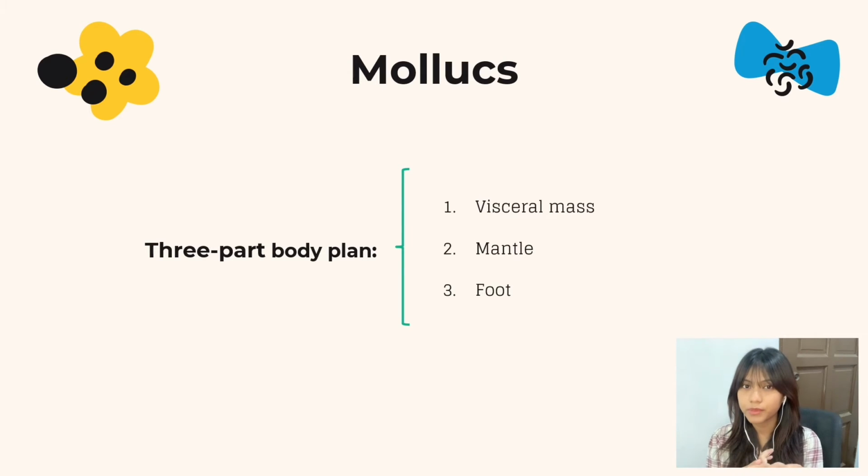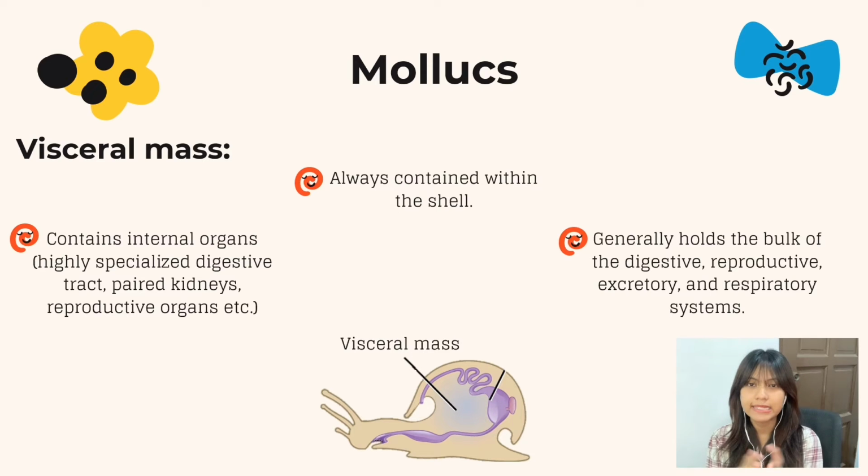Mollusks consist of a three-part body plan: the visceral mass, mantle, and foot. The visceral mass contains internal organs that are highly specialized, like the digestive tract, paired kidneys, reproductive organs, and many more. They are also always contained within a hard shell. The visceral mass holds the bulk of the body, consisting of the digestive, reproductive, excretory, and respiratory systems of mollusks.